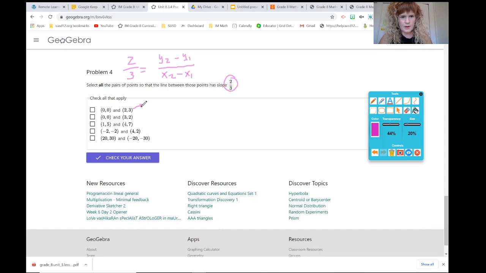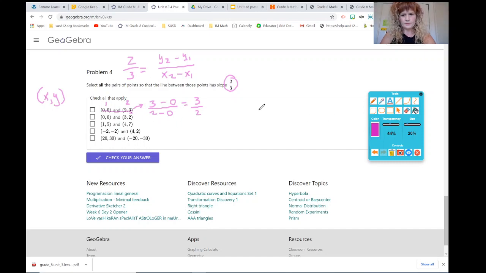Put in the coordinate points and see if it equals 2/3. Okay, so let's try this first one. Does the slope of this line equal 2/3? I'm going to call this point 2 and this point 1. Don't forget, it's x, comma, y. Okay, so y2 equals 3, y1 equals 0, x2 equals 2, x1 equals 0. Do the math. This slope is 3 over 2. That does not equal 2/3. So number 1, no.